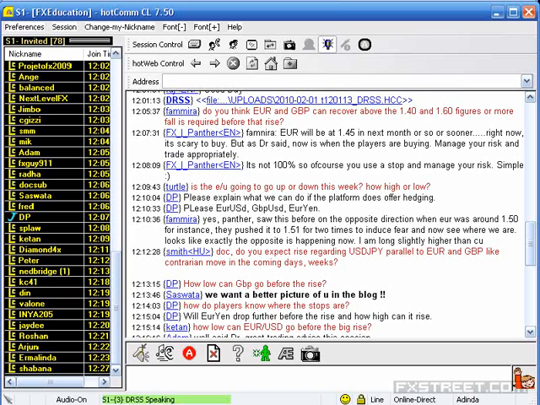Let me go to the beginning in the outcome window. Okay, Emira has got a question. Do you think euro and GBP can recover above 1.40, 1.60 figure, or more fall is required before that price?